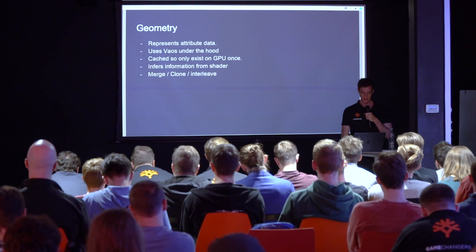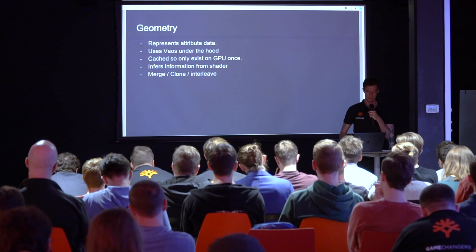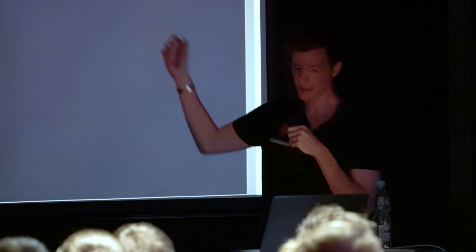And under the hood, it works using vertex array objects, which are a really nice, fast way of managing shape attribute state. It has a caching layer so that if you make 10 of these, it only actually creates one on the GPU. And just like textures, we try to cache so you don't leak stuff onto the GPU.